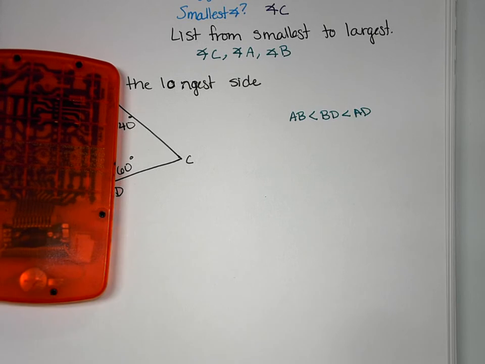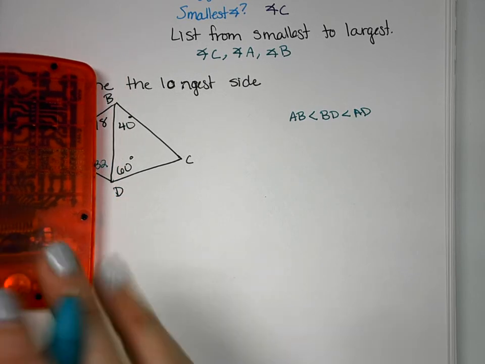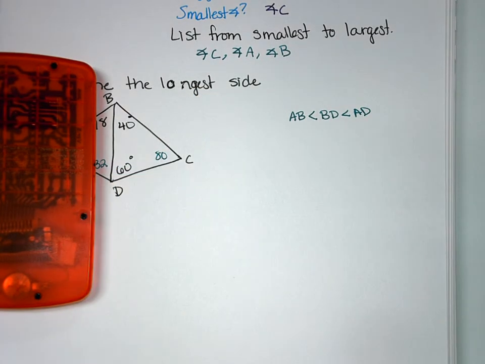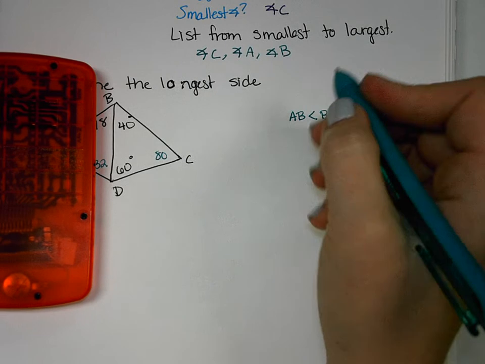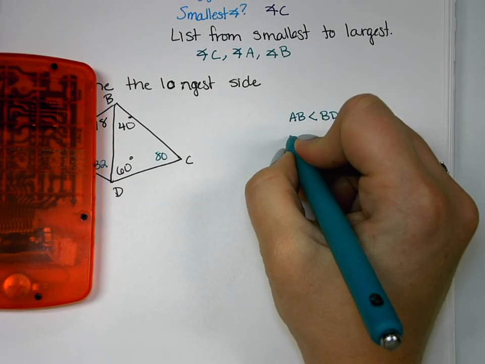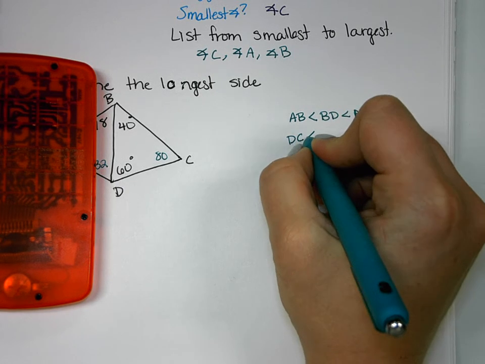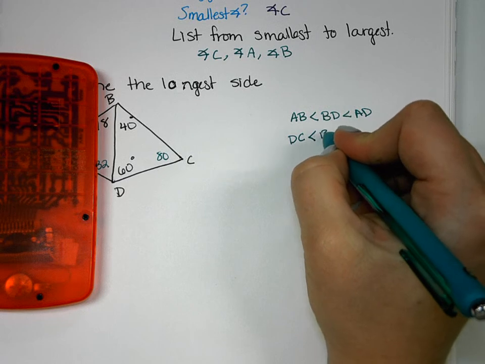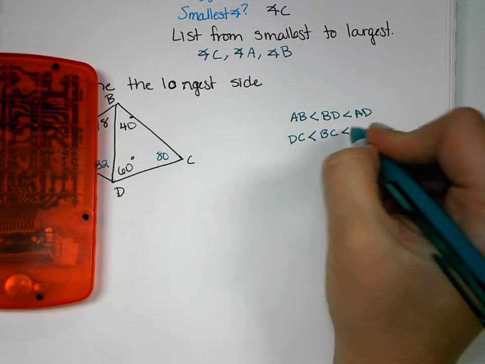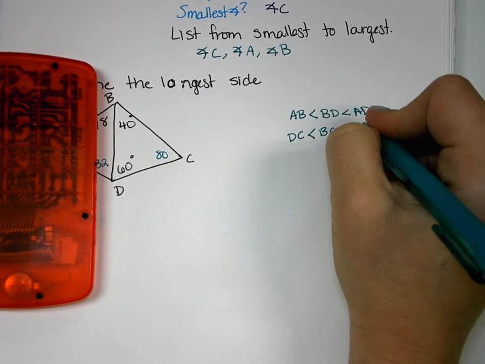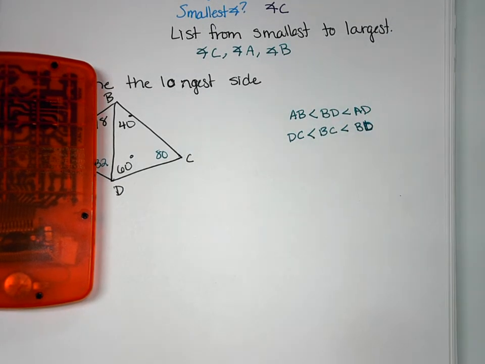Do the same thing, find the missing angle. These add up to 100, subtract from 180, and I get that this angle is 80. I'm going to do the same thing, list them from smallest to largest. My smallest side would be DC, and then would come BC after that, with BD being my largest side. Whoops, D. So now what I'm going to look for is which one's the absolute largest side.